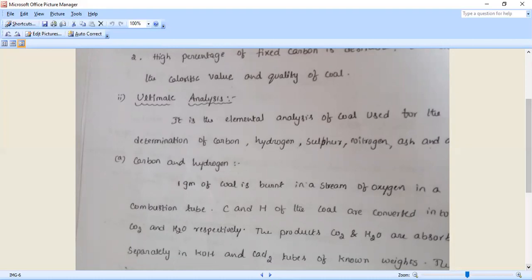Carbon and hydrogen of the coal are converted into carbon dioxide and water molecules respectively. These products, carbon dioxide and water, are absorbed separately by KOH and calcium chloride tubes of known weight. So we are using potassium hydroxide and calcium chloride to absorb the carbon dioxide and water products formed in the tubes.